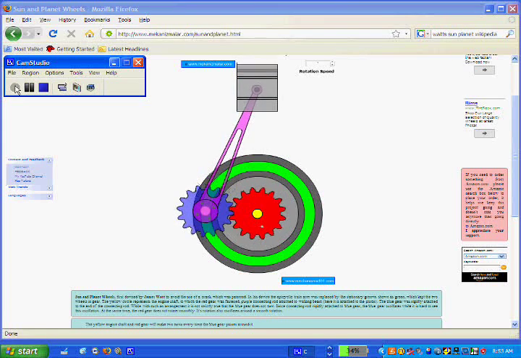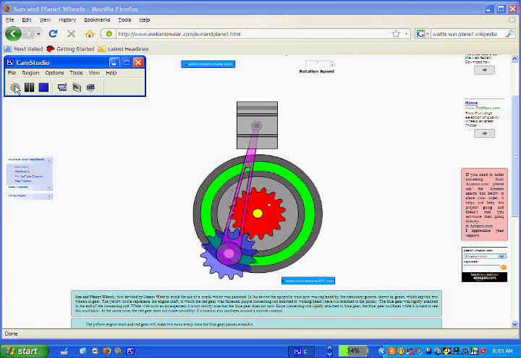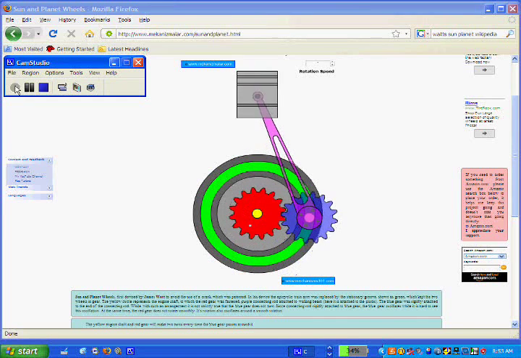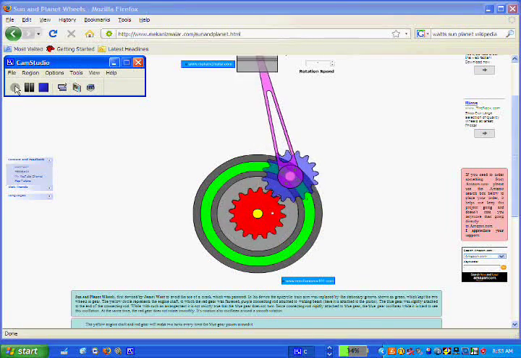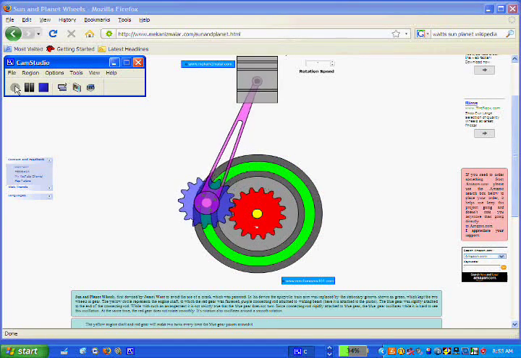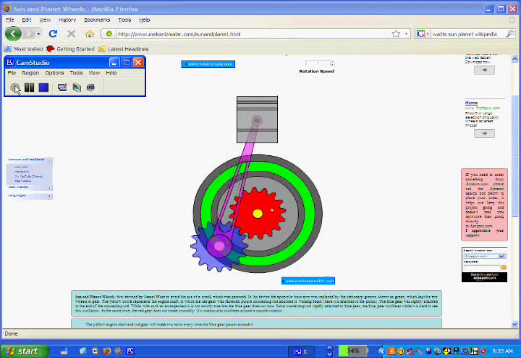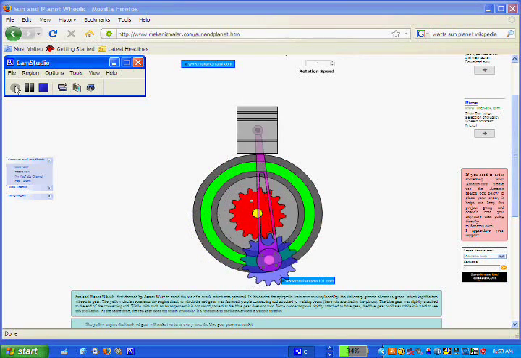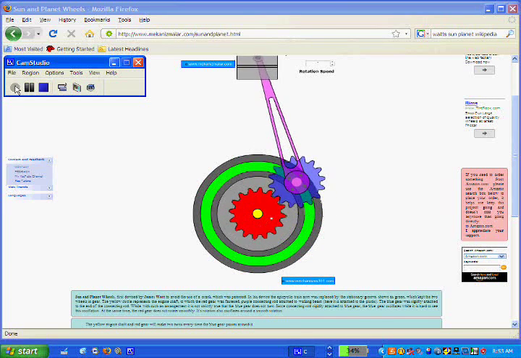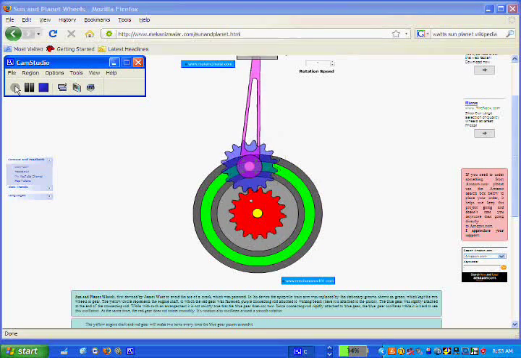So if we go ahead and count everything up, let's start with the links. We have a ground link. We have a red gear that's there turning. That's another link. We have the blue and purple together. That's a third link. And we have the piston moving up and down. That would be a fourth link. So we have four links in this particular diagram.